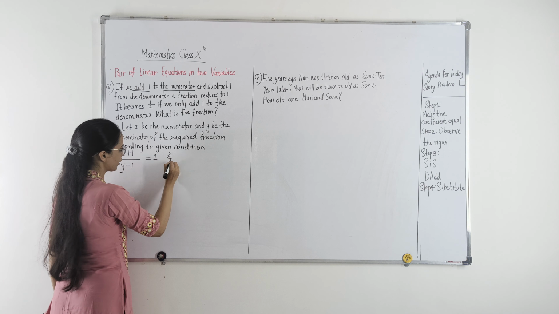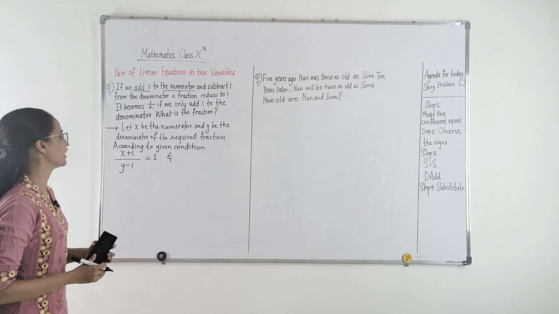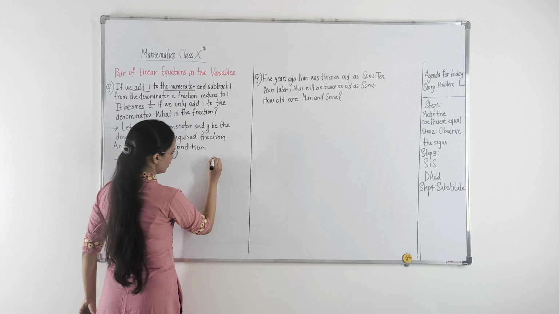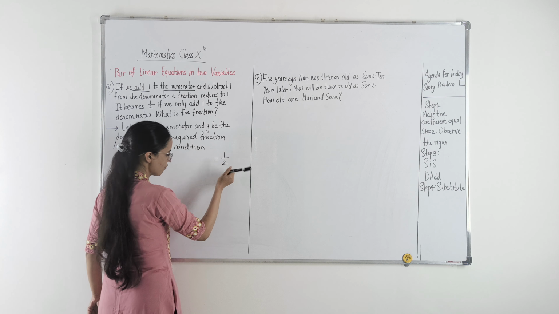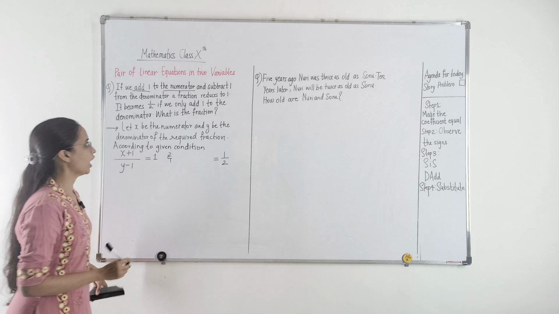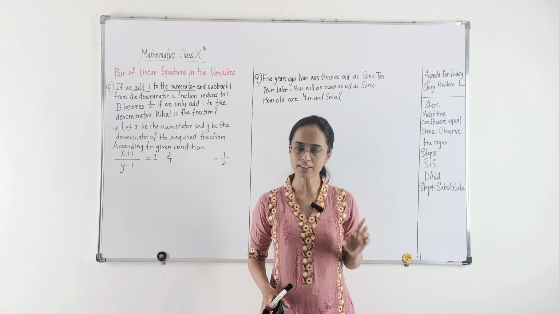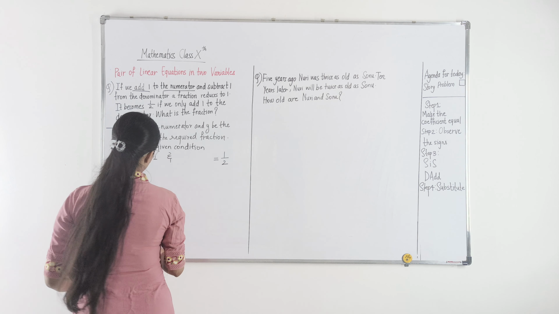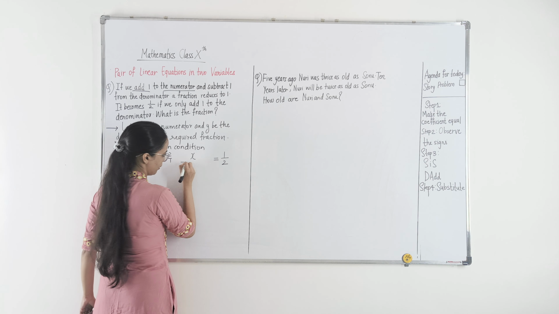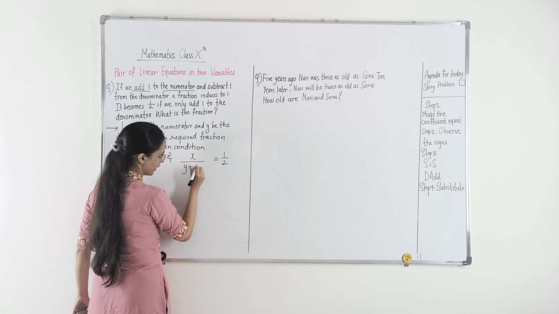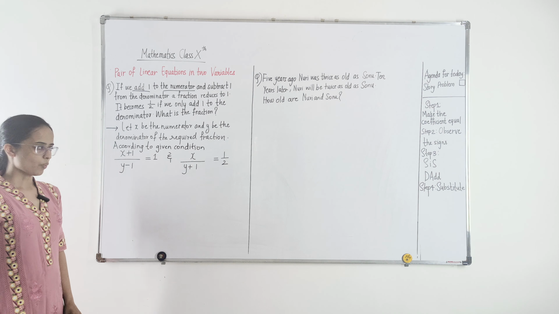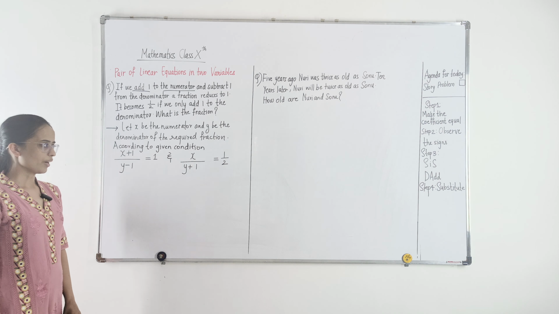Likewise, what is the second equation that you would be getting? It becomes half. What becomes half? The fraction. So now we know that the fraction's value is half. When would it be half? If we only add 1 to the denominator. So our numerator is x and there would be no change in the numerator, and we just have to add 1 to the denominator. So your numerator remains the same and we add 1 to the denominator, then the fraction becomes 1 by 2. Now we have got two equations which are linear equations in two variables.